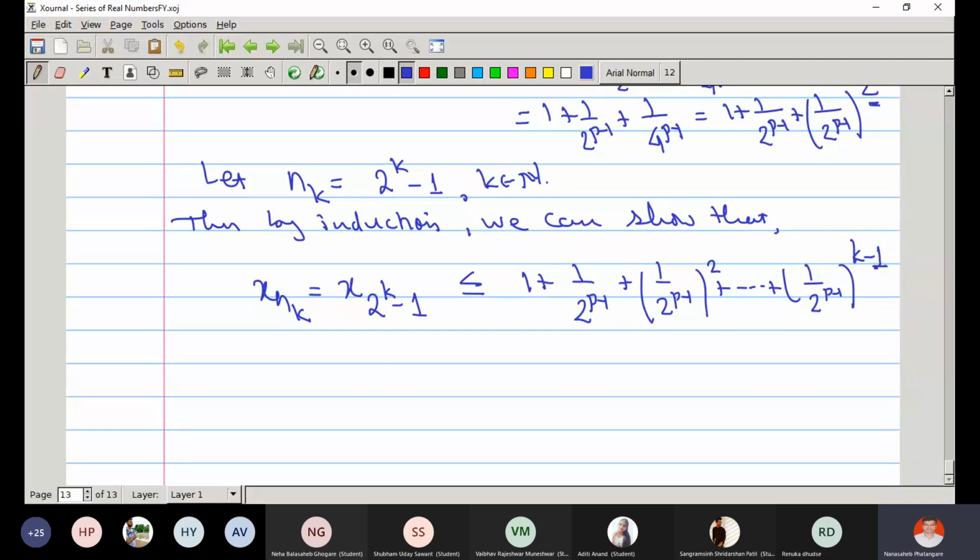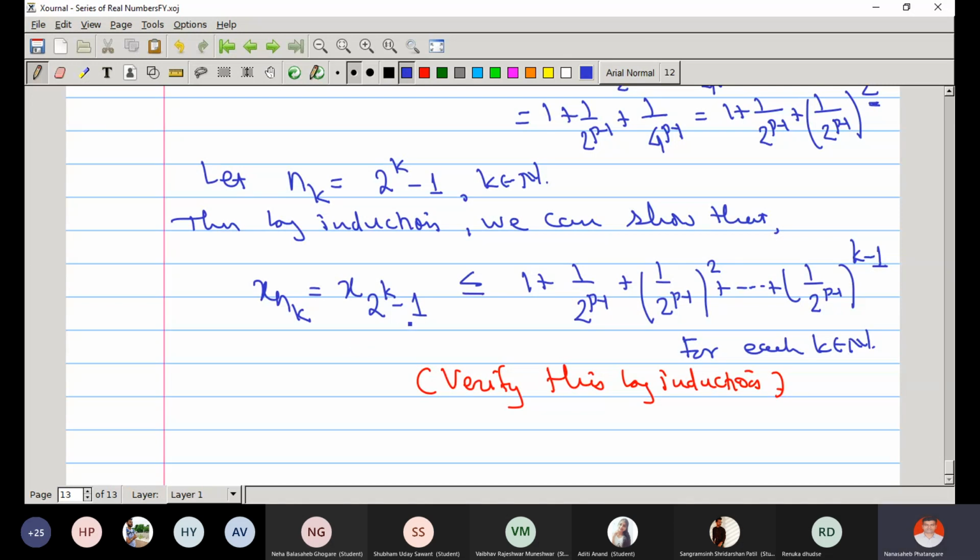This is the inequality for each k belonging to N. So you should prove this by induction. Verify this by induction. Now you know how to apply induction and you can verify this.